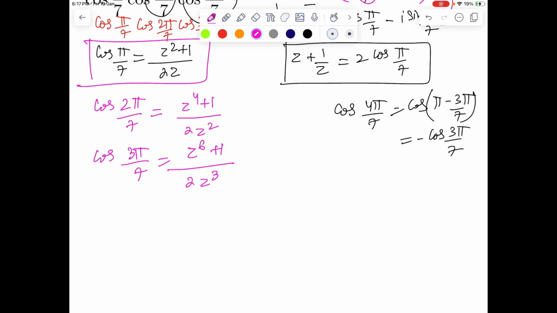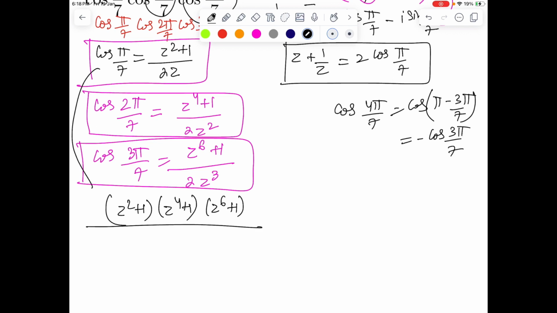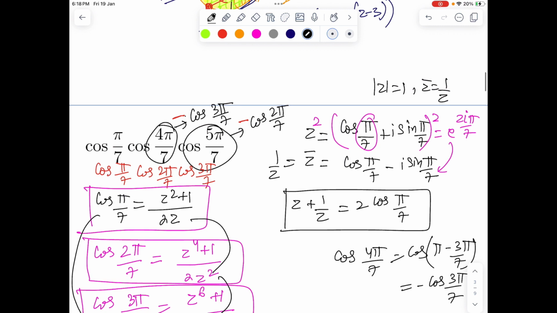Now all that I need to do is just to multiply these 3 expressions. It might feel clumsy in the first go, but let's see how beautifully the answer reincarnates. If I multiply these 3 values, we'll get (z square plus 1)(z4 plus 1)(z6 plus 1) over 8z6, since 1 plus 2 plus 3 is 6. And this little bit we can now expand. So we have z12 plus z10 plus z8, then 2z6 will come, then we have z4 plus z square plus 1. You can just check the multiplication.